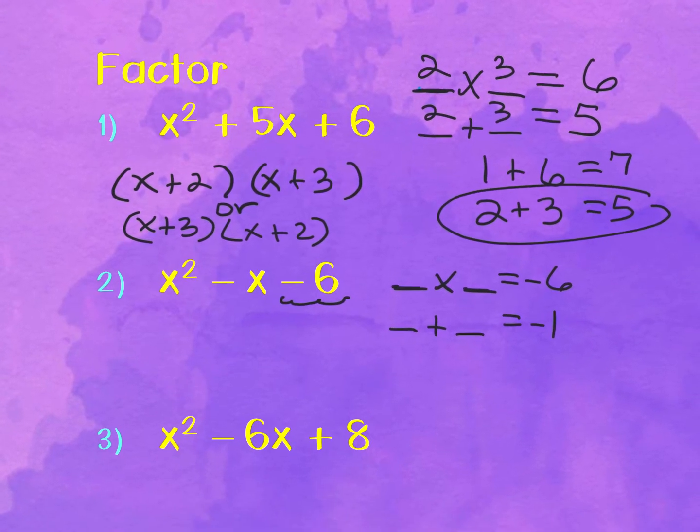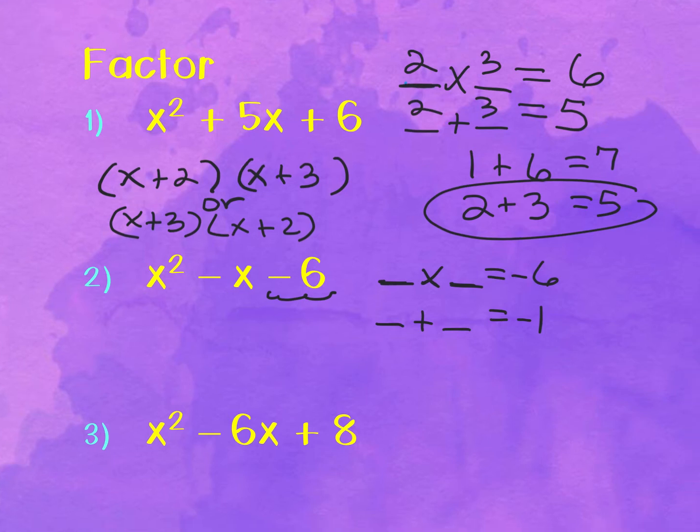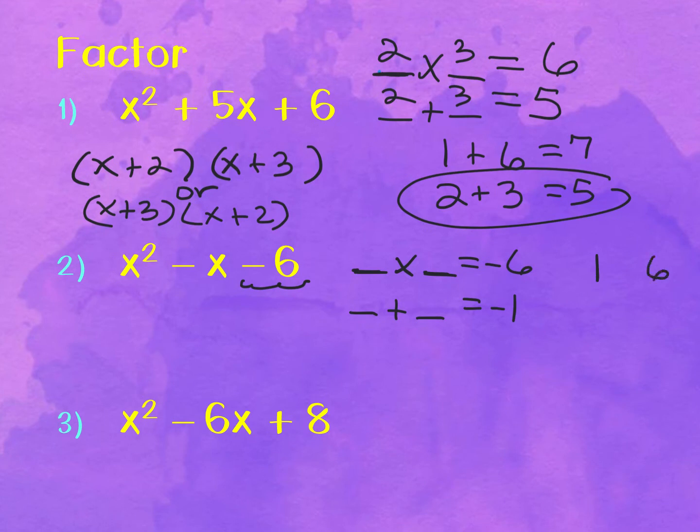Now, when that last number is negative and you know your signs are different, the bigger factor gets the sign of the middle. So again, my factors of 6 are just 1 and 6, 2 and 3. But we already established the signs have to be different. And the bigger factor here, so out of this 1 and 6, my bigger factor is 6. It gets the middle sign. 2 and 3, the bigger factor is the 3. It gets the sign of the middle.